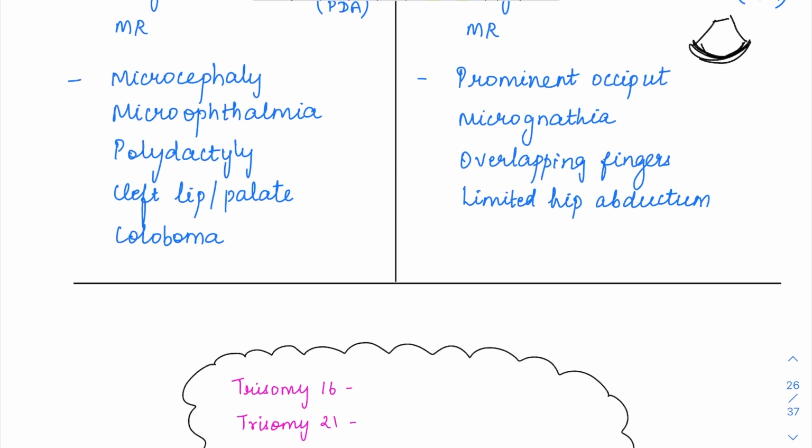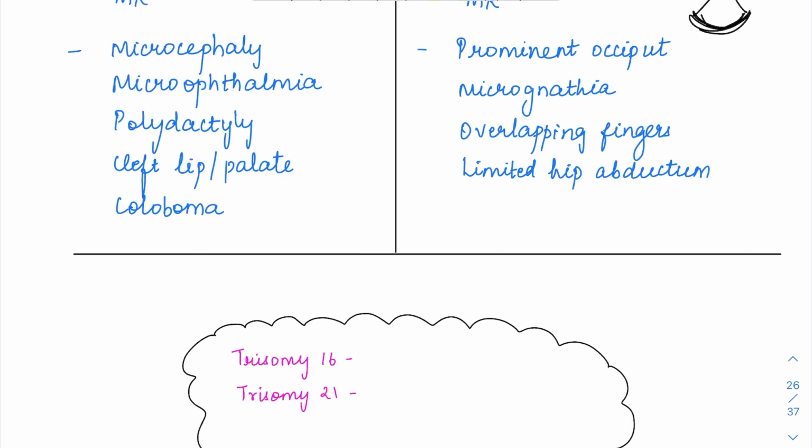So apart from that, what are the different features which we see, how to differentiate between Patau and Edwards? In Patau syndrome, the child is going to have microcephaly, a smaller head with a smaller eye, so microphthalmia. Along with that, multiple fingers, so polydactyly, cleft lip and palate, and coloboma. Okay, coloboma is nothing but a vertical slit kind of thing which we are going to see in the eyes. So a keyhole like deformity will be there like this in the iris. So these are colobomas.